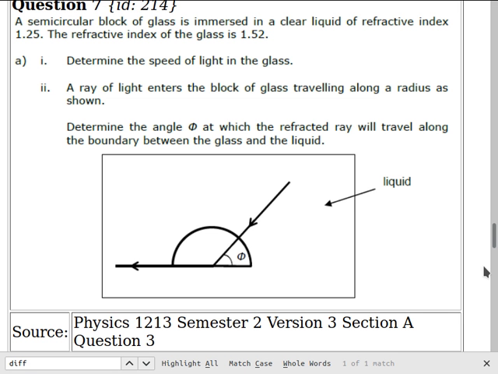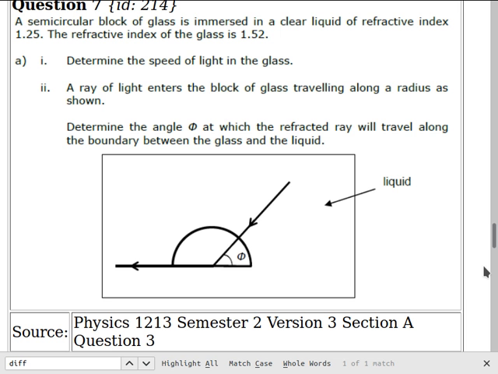What were you asking, glass to liquid? Yeah, then if you want the speed in the liquid, you just need to know the refractive index of the liquid. You don't need to know anything about the glass. Unless they give you something like the angle and don't give you the refractive index. They might force you to do a calculation of some kind, but no.